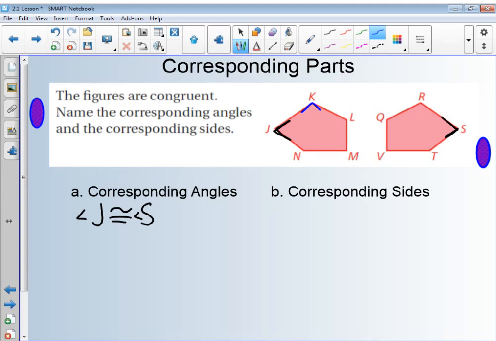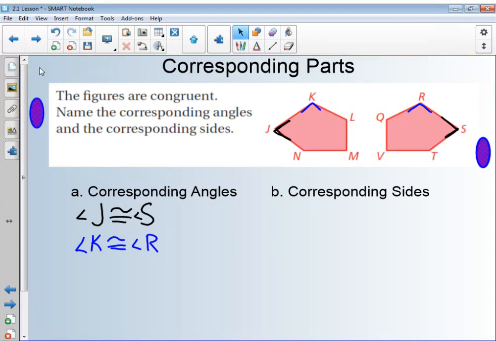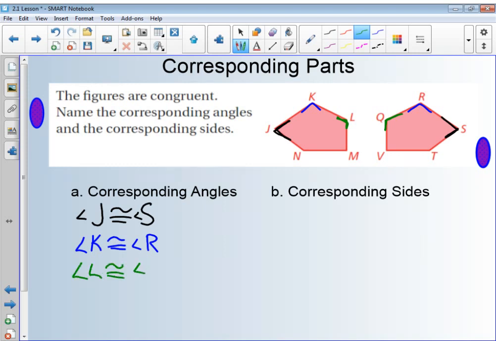We've got K in the same position as R, so angle K corresponds to angle R. L and Q are corresponding, so angle L corresponds to angle Q. Here we've got M and V, so angle M corresponds to angle V. And then our last angles are N and T, so angle N corresponds to angle T. Okay, so there are our corresponding angles.